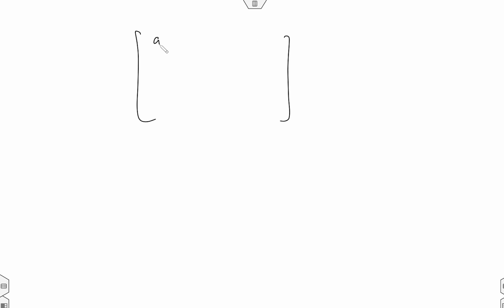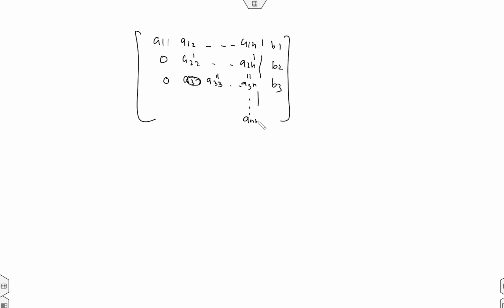So we will get the rows as A11, A12, A1n as it is, and then B1, A22 dash, A2n dash, 0. In the third step, A33 double dash, A3n double dash, B3, and so on. Finally, we are getting Ann at the last row after n minus 1 steps. So similarly, at another step, you are getting values like this.